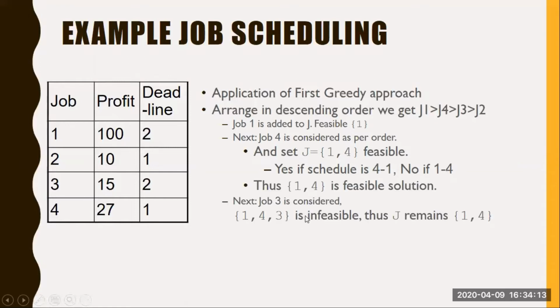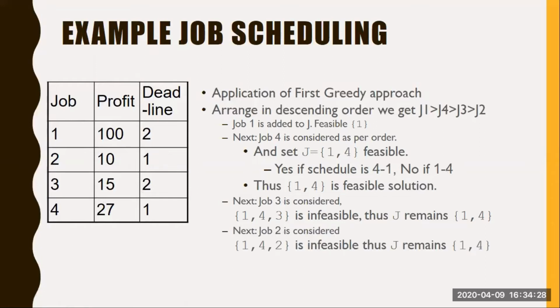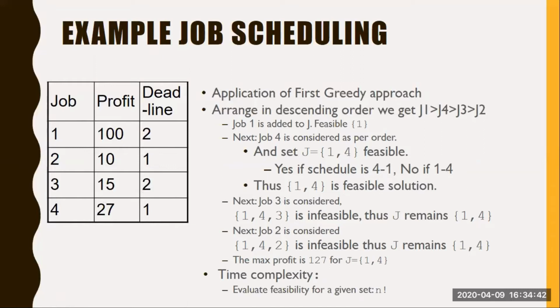Then I go for the next job, which is 3. Now 3 has to get over within the deadline of 2. But within the deadline of 2, I'm running the first job, so there is no way I can include 3. So it becomes an infeasible solution. And that way, even when I want to add job 2, it again becomes infeasible. So the maximum profit that I'm earning is 27 plus 100, which is 127. As for time complexity, evaluating a feasibility set always goes to n factorial.